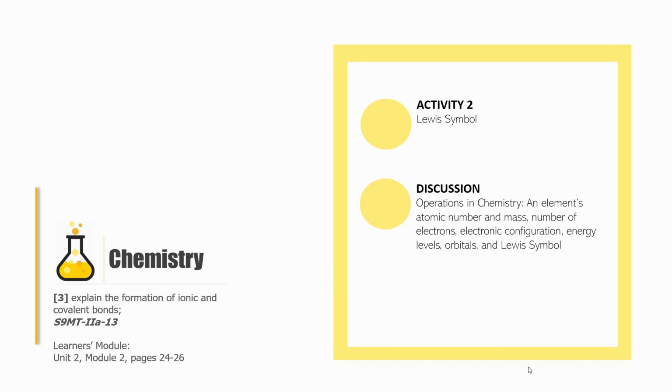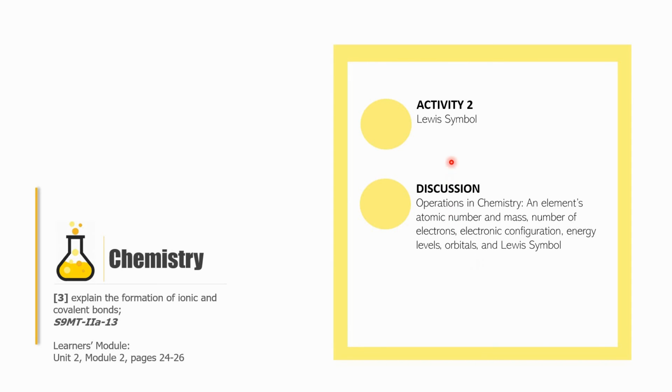This is still Sir Carlos, and we are still in the process of mastering the third learning competency in this series. The third learning competency is explaining the formation of ionic and covalent compounds. If you want to follow through with some sort of a reading material, you can always open your learner's module to Unit 2, Module 2, pages 24 to 26.